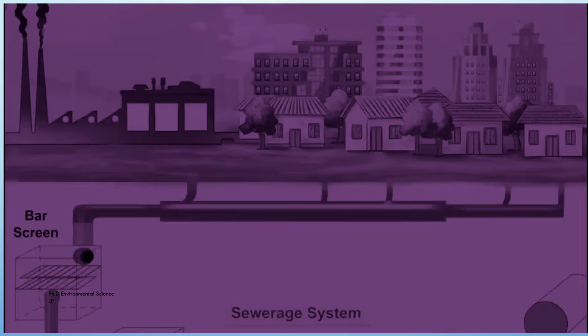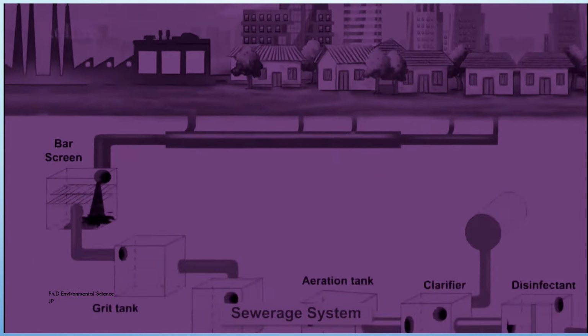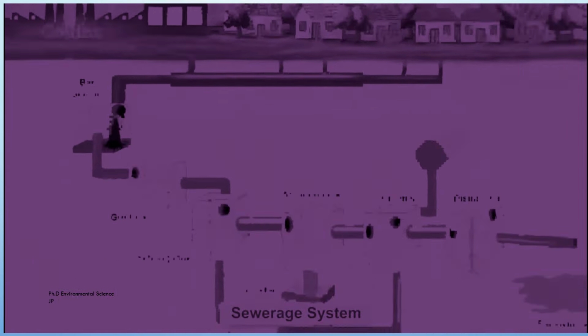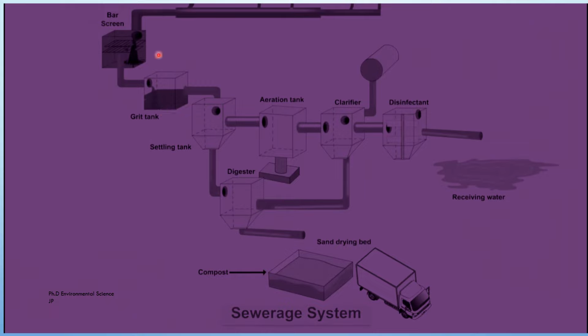So let's understand the process of effluent treatment plant with the help of this. So first of all, the wastewater will pass through the bars, then it will move to grit tank, then it will move to settling tank, then it will move to aeration tank, then from there to clarifier, and sludge collected here will be transferred to digester.